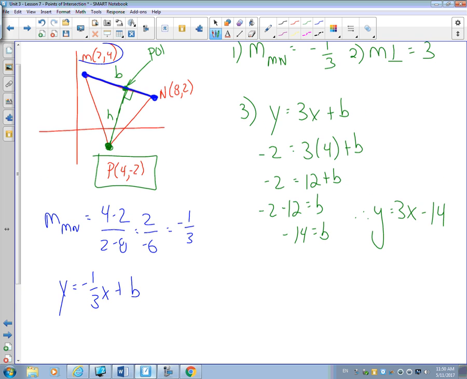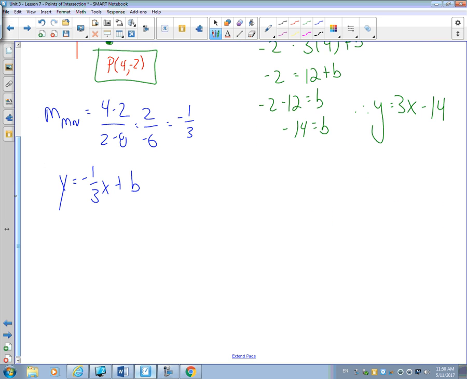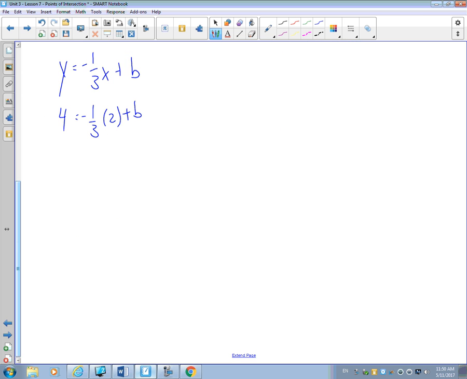Right, so m is (2, 4). So 4 for y, 2 for x, and let's solve for b. So what do we got here? We've got 4 = -2/3 + b, so 4 + 2/3. And we have to leave it in fraction form because we'd have ugly, messy decimals. So b will be 14/3.